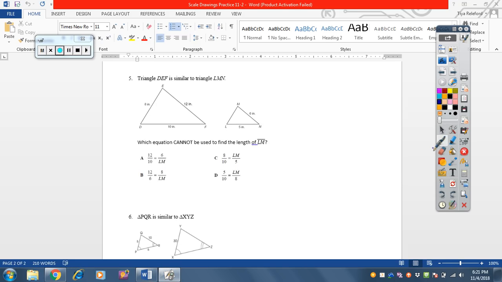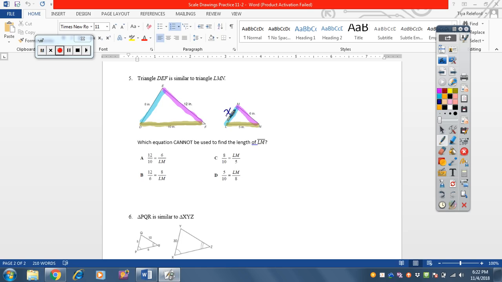Number 5, we have similar triangles. You can look at number 1. I always start with color coding. Careful, because sometimes they rotate the triangles. They didn't this time though. If you have not color coded, I cannot help you with this problem. You have to color code.